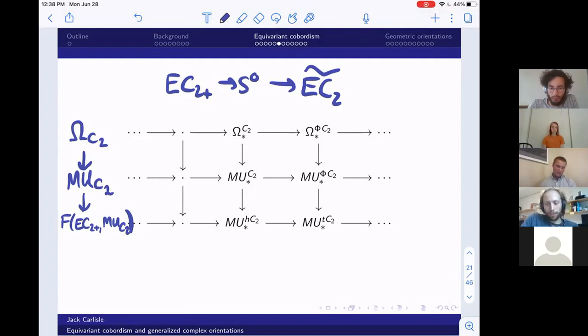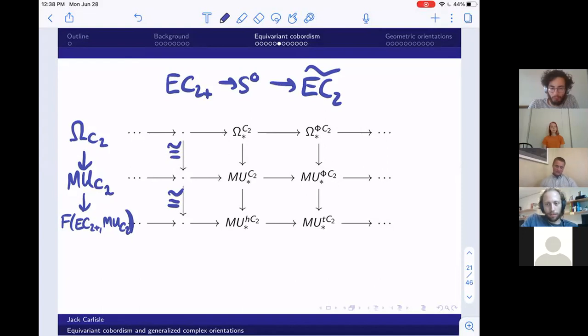The reason why we're able to do that is the following. You'll notice that in this left-hand column, which is actually written in TeX and not just in my own handwriting, I've just put dots instead of the actual values there. And the point is that each of these spectra, omega C2 and mu C2 and the cofree spectrum, are all non-equivariantly equivalent. And these maps between them are non-equivariant equivalences. And so it turns out that this guarantees that these maps are isomorphisms.